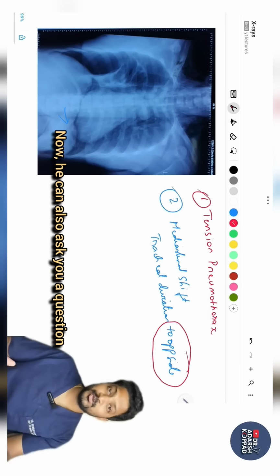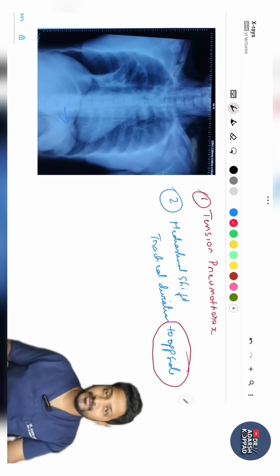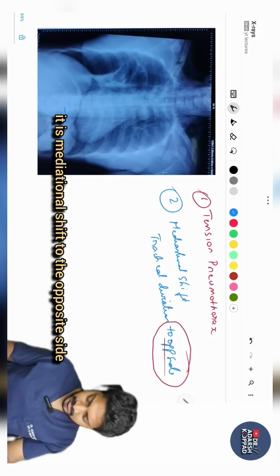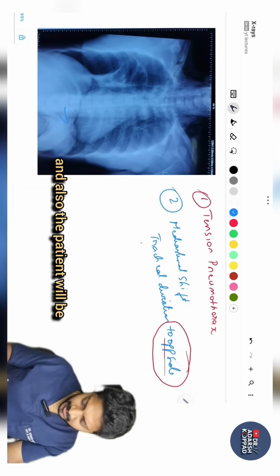Now, he can also ask you a question, which of the following statements is false? And in that, he can mention mediastinal shift to the same side. Be very careful. It's mediastinal shift to the opposite side and not the same side. And also the patient will be unstable.